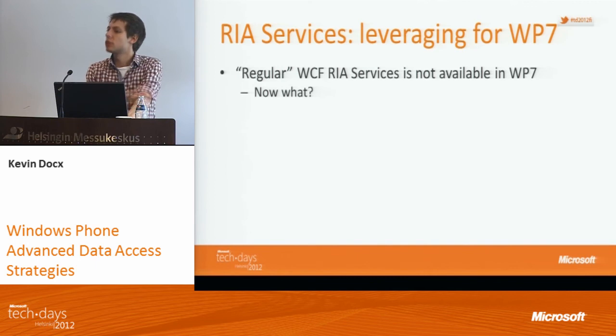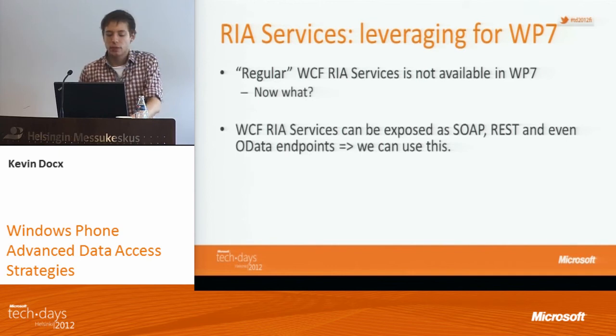Regular WCF RIA services are not available in Windows Phone 7. So what do you do if you've created a bunch of domain services and you want to reuse that? Do you need to write stuff on top of that? Well, luckily, WCF RIA services domain services can be exposed as SOAP, REST, and even OData endpoints. So you can use your WCF RIA services, expose them with SOAP, REST, or OData endpoints, and consume them like that.